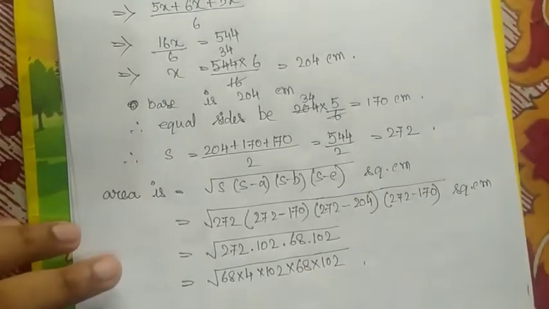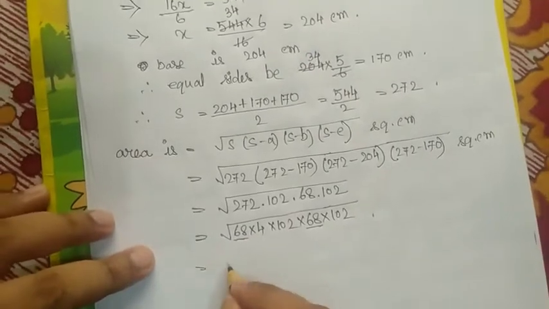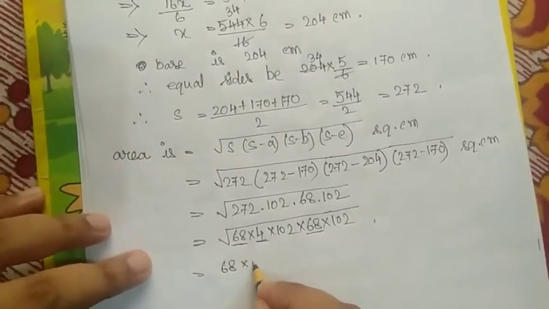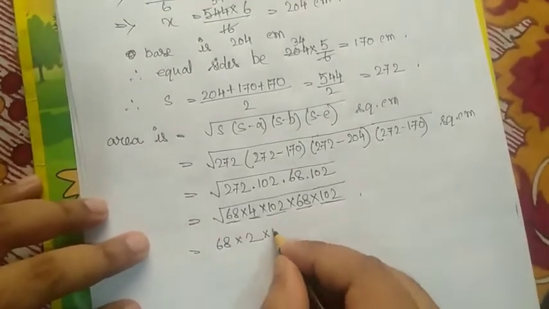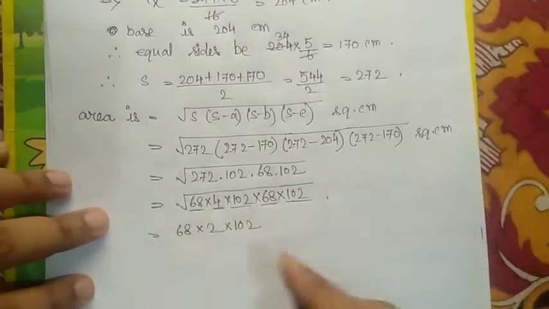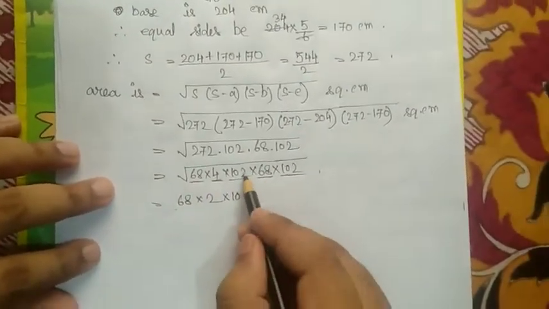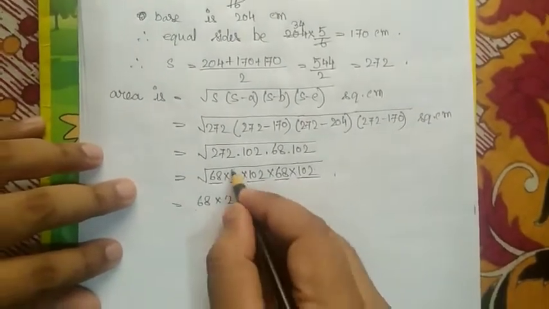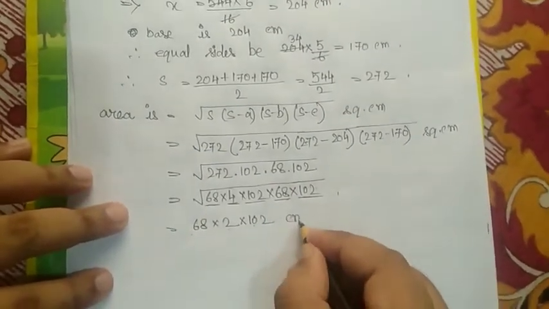So therefore, if we're gonna square root this one, 272 we write as 68 into 4, for this 4 we're gonna write 2 into 2, and for this 102 we're gonna write down 102. So if we square root this, there is 68, therefore we get 68, there is 102 twice, therefore we get 102, and there is 4, therefore the square root of 4 is 2. So this is the answer, centimeter square.